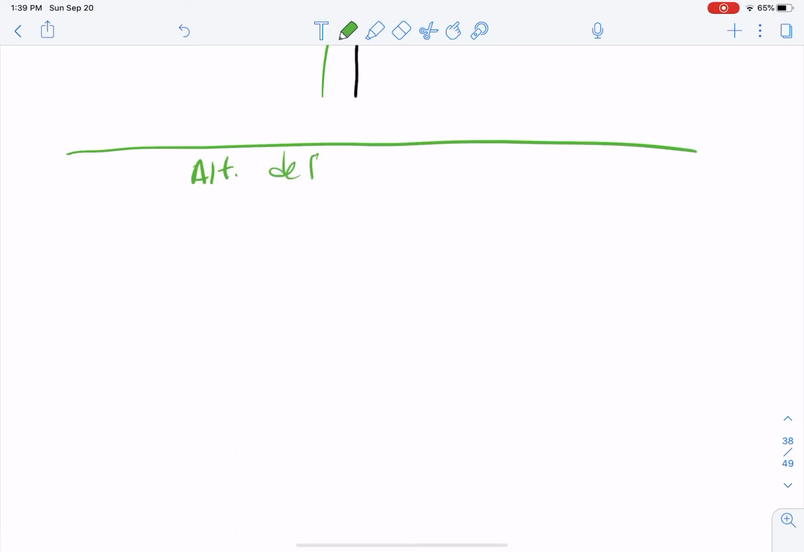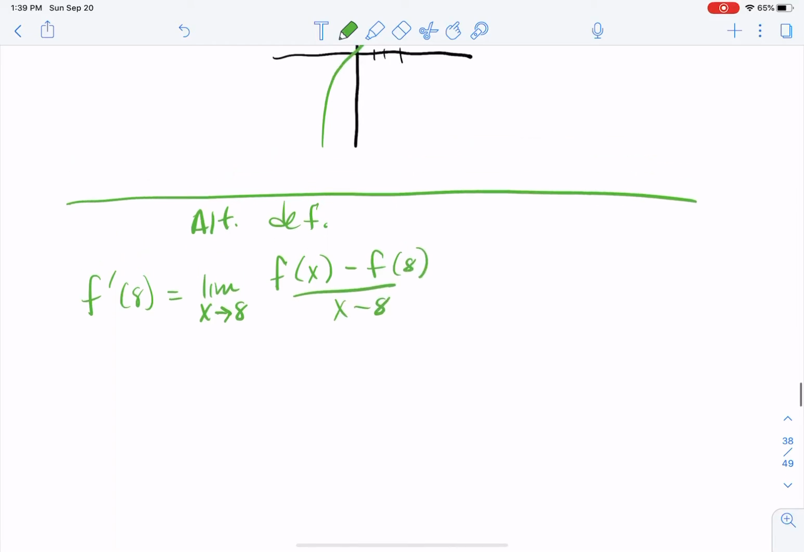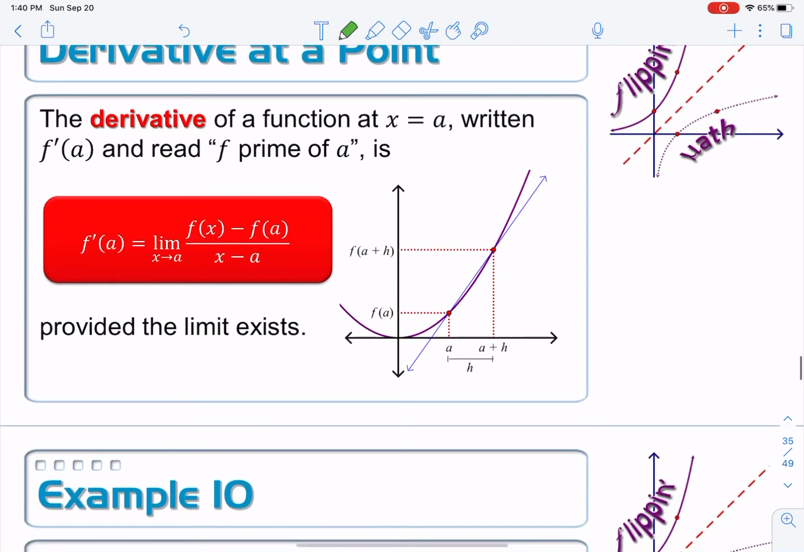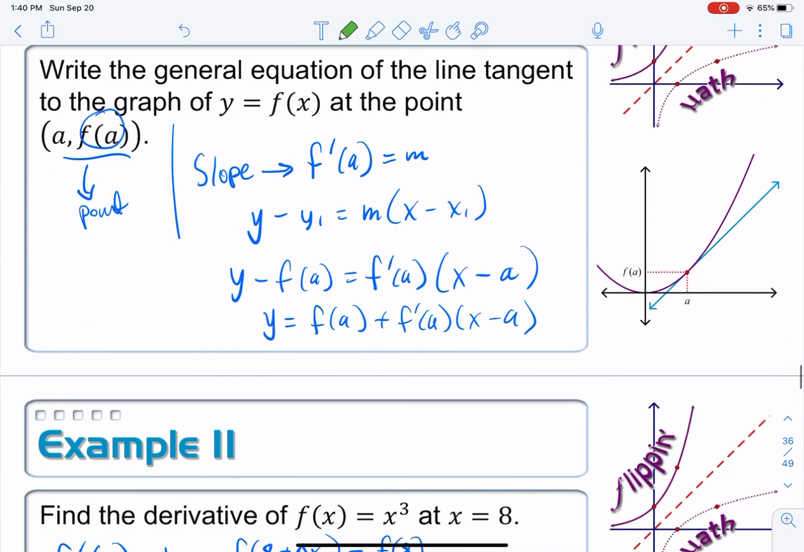Alternate definition. So this time, f prime of 8 is equal to the limit as, instead of a delta x, instead of an h, x approaches our a value, and our a value is 8. And we write it as f of x minus f of 8 over x minus 8. Again, one more time, the blueprint looks just like this, where our a value is just 8.